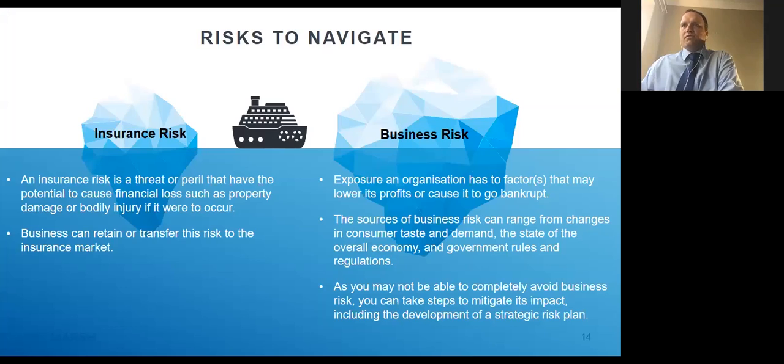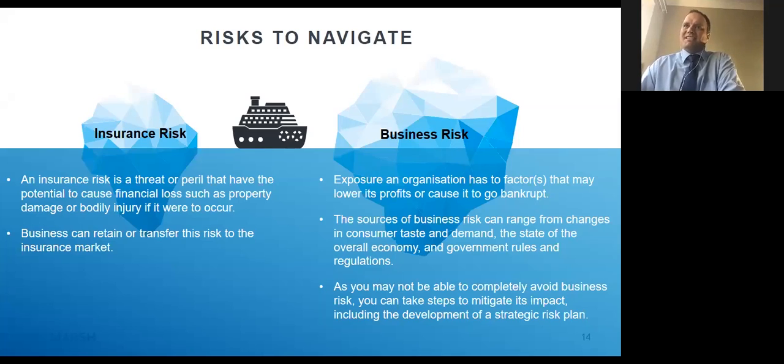So let's kick off and understand total cost of risk and the components of total cost of risk and how you as a business need to navigate daily through those different risks. Broadly speaking, there are two categories of risk: business risk and insurance risk. Business risk reduces your profitability and even in extreme cases may lead to bankruptcy. You may never be able to avoid these risks, but through strategic risk planning, you may mitigate its impact.